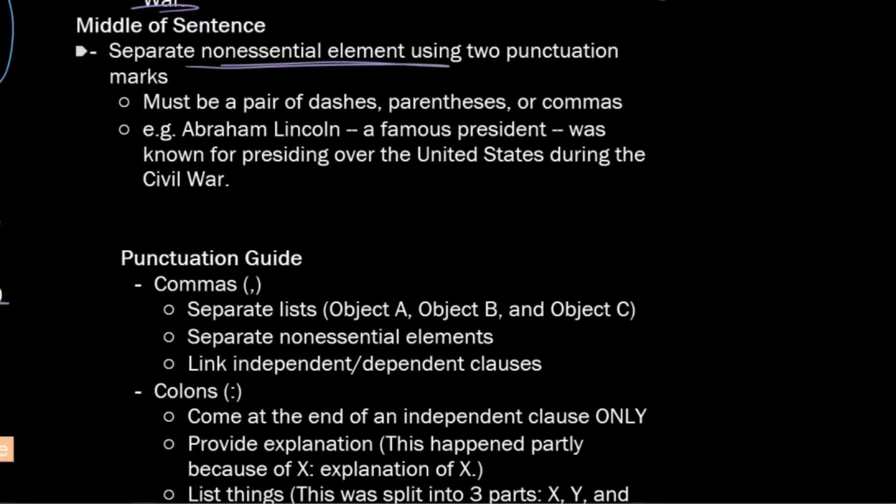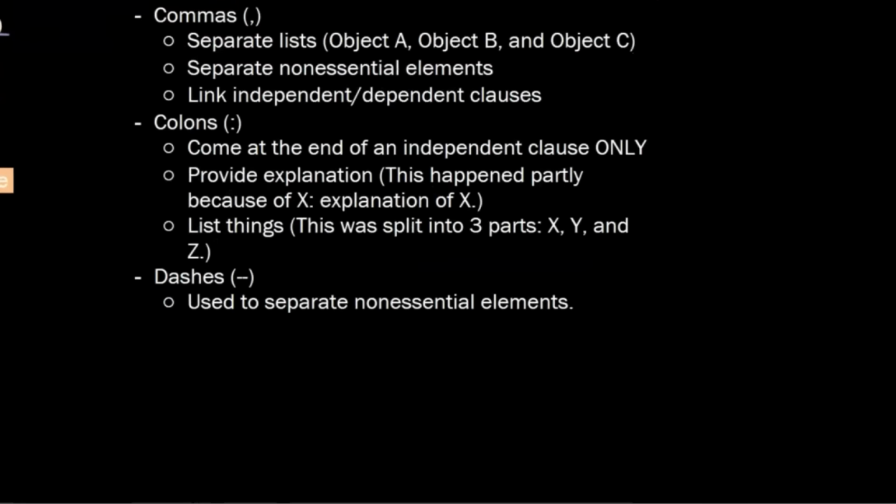If it's in the middle of a sentence, you separate your non-essential element using two punctuation marks. Again, must be a pair of dashes, parentheses, or commas. So I could make this parentheses, I could make this commas. Okay? They're only going to give you one option that's correct. So this also must match this. I cannot have a dash and then a comma. It just doesn't make sense. So Abraham Lincoln, a famous president, was known for presiding over the United States during the Civil War.